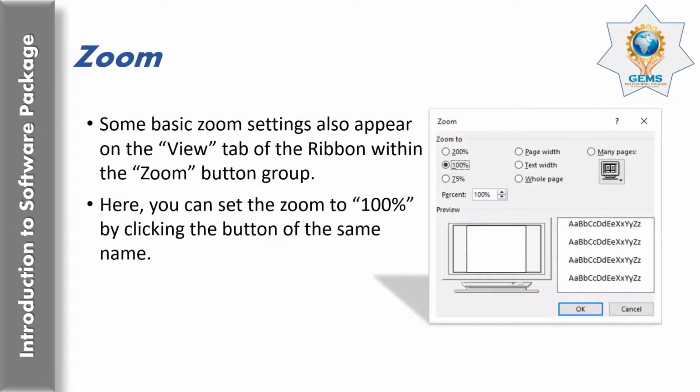Some basic zoom settings also appear in the View tab of the ribbon, within the Zoom button group. Here you can set the zoom to 100%, 200%, or 75% by clicking the button of the same name, or you can use page width, text width, whole page, or many pages options. These are all the basic zoom settings options.